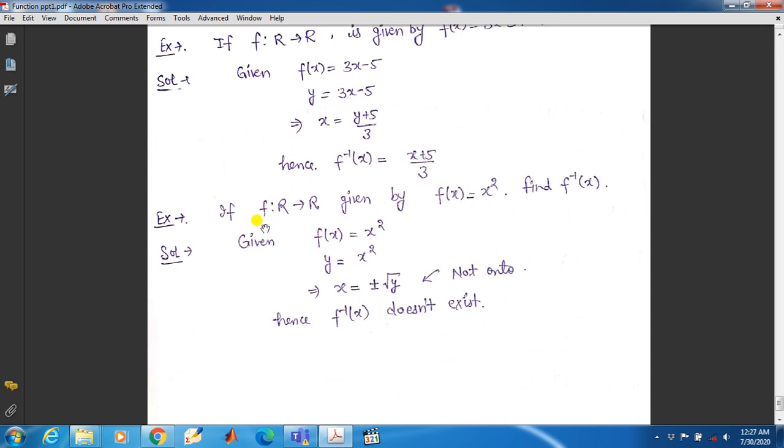And the last example, here it is. The function is from the real to real numbers, which is given by f(x) equals x square. And you need to find f inverse of x. So first you have to check whether the given function is 1-1 onto or not. If it is not 1-1 onto, then you can't find the inverse function. So as x square is not 1-1 and not onto, that means the invertible function does not exist there.